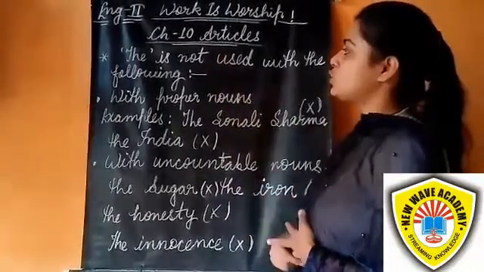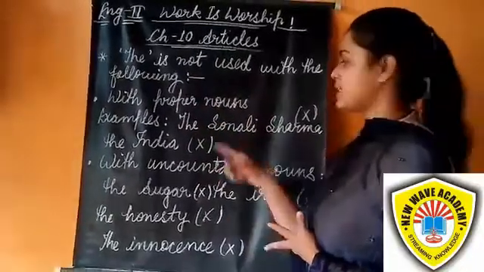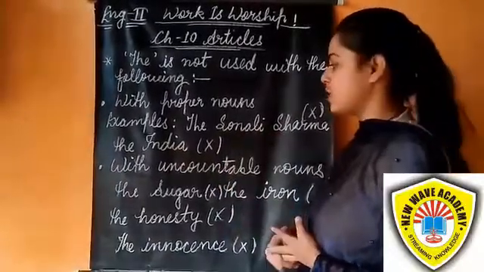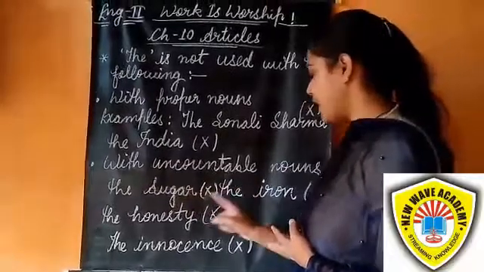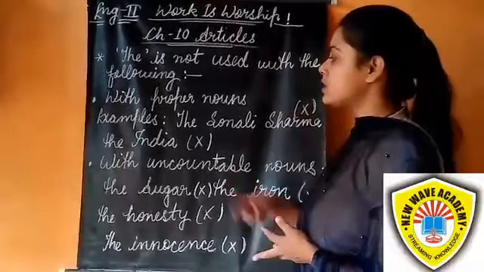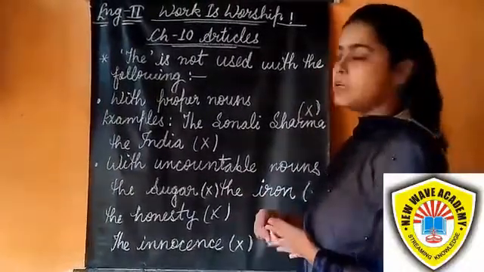The is not used with the following. We will not use the with proper nouns. For example, the Sonali Sharma is not correct. The India is also not correct. Also not with uncountable nouns: the sugar, the iron, the honesty, the innocence. But we use the with such nouns when they are made particular.